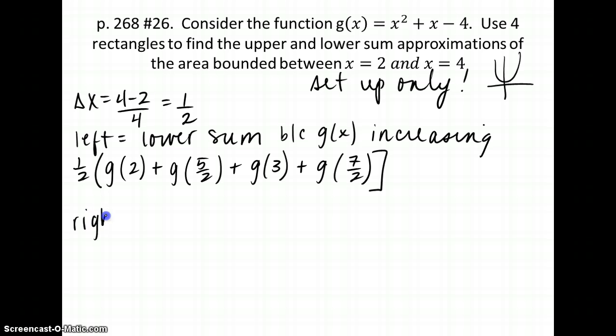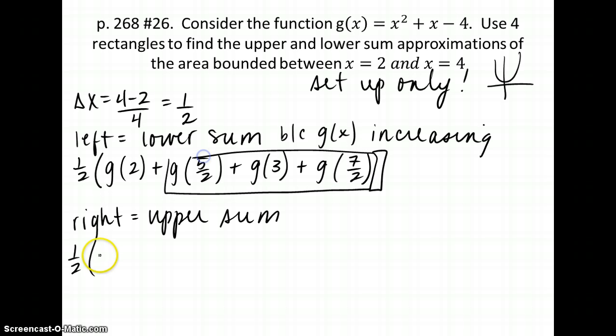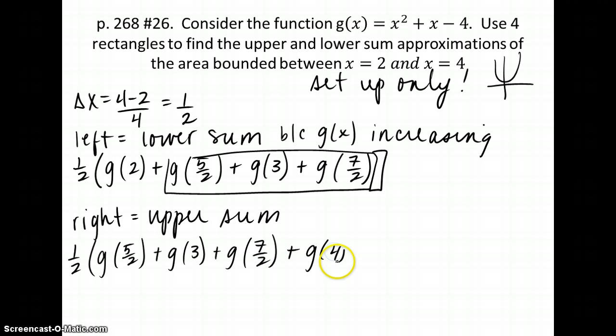And the right endpoint would be the upper sum. So what's the setup? Now all the overlap, and you end at the value of b. And that's all I want to see on a setup. I want to see you have delta x, you have the function values correct, and that's all you need.